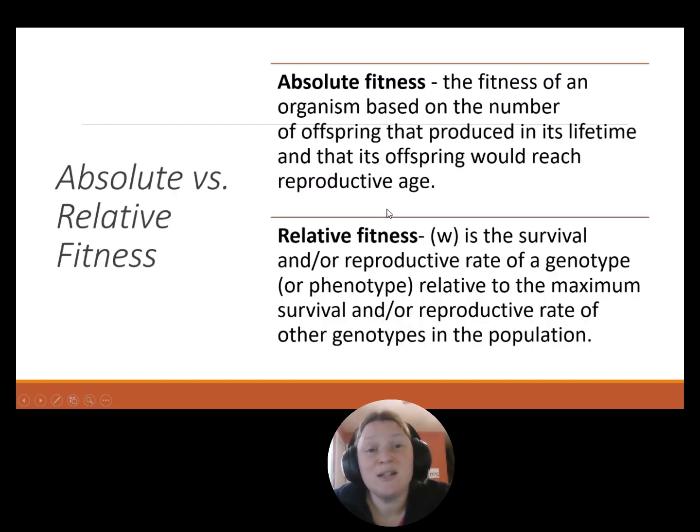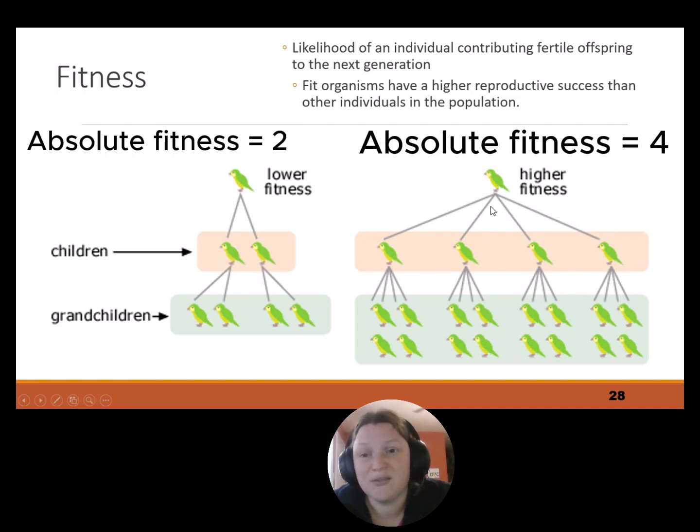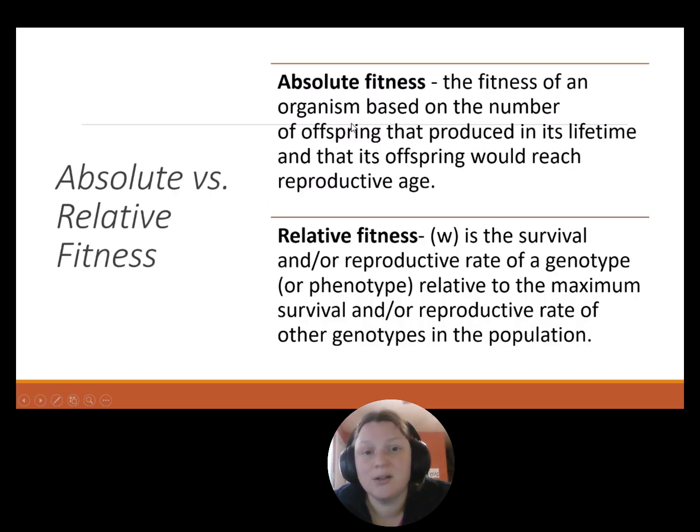So we can calculate the relative fitness based on that absolute fitness. The absolute fitness is just how many offspring you produce in your lifetime. So back to our birds, the absolute fitness of bird number 1 is 2. The absolute fitness of the second bird is 4. Our relative fitness is a comparative number. This is the survival and reproductive rate of a genotype relative to the maximum survival or reproductive rate of other genotypes in the population. Let me show you what I mean.